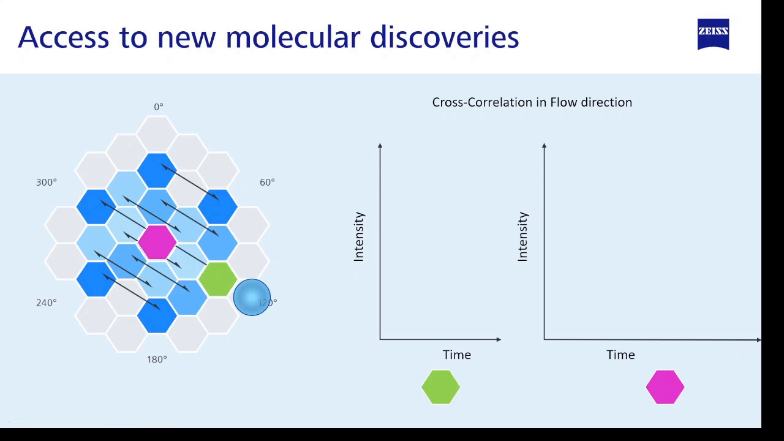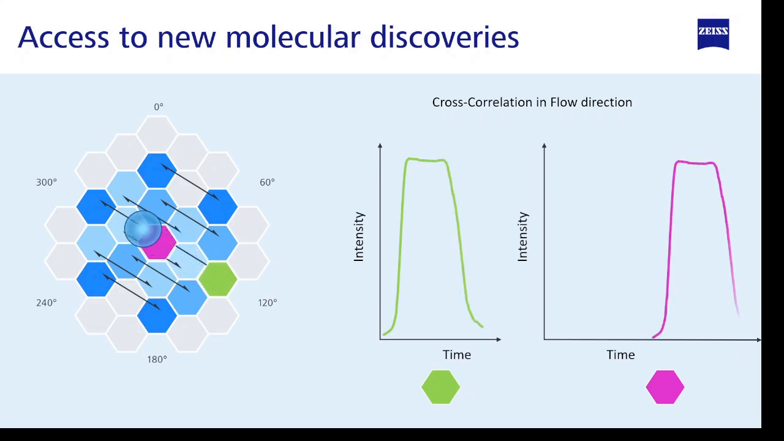Let's have a closer look at this cross correlation in the flow analysis. We now use two detector elements as a pair and correlate them with each other. It means the intensity trace of one detector element and the intensity trace of another detector element will be compared over time. Because the molecules need time to travel from one detector element to another, this cross correlation will exhibit a time delay.